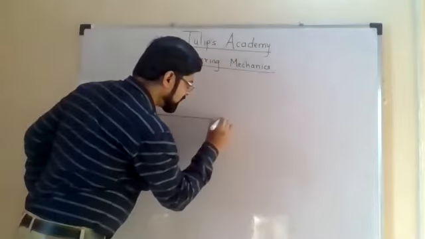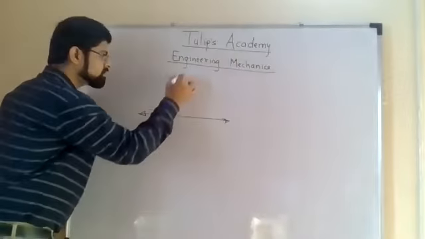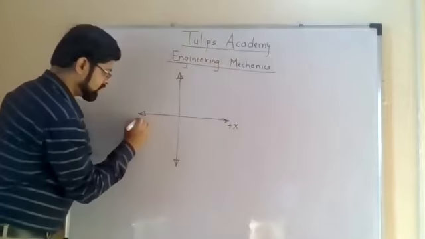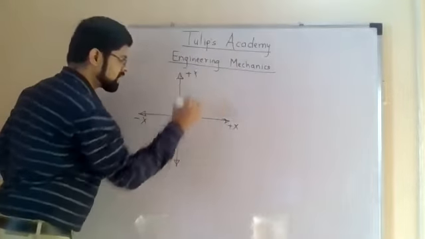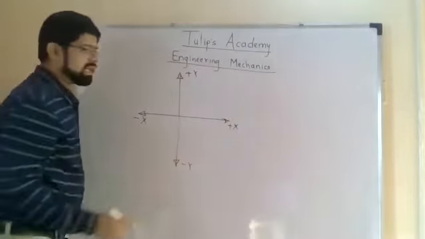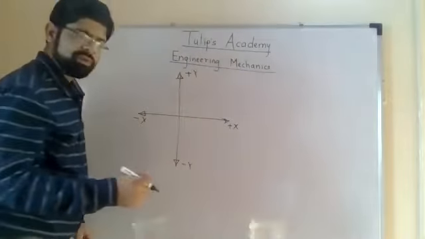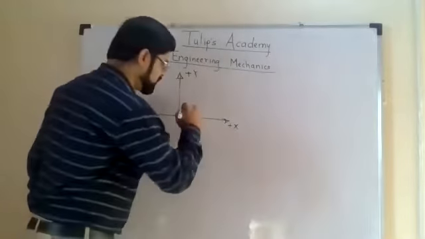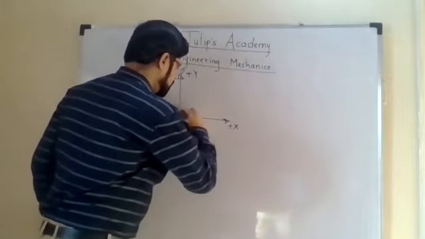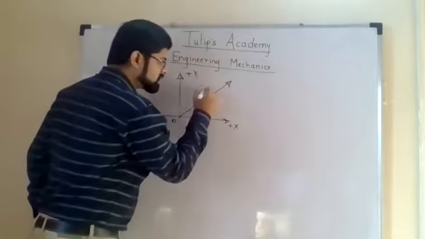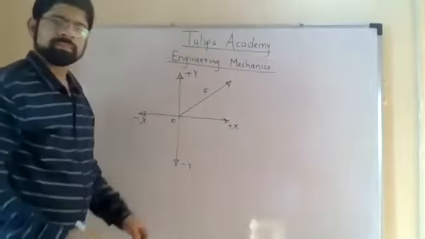So let me assume that this is my quadrant system. This is positive x-axis, this is negative x-axis, positive y-axis and negative y-axis. This is first quadrant, second quadrant, third quadrant and fourth quadrant, and for the sake of simplicity we will consider the tensile force in the first quadrant. So this is my origin, this is my tensile force in the first quadrant. Let me call the magnitude of this force as F.